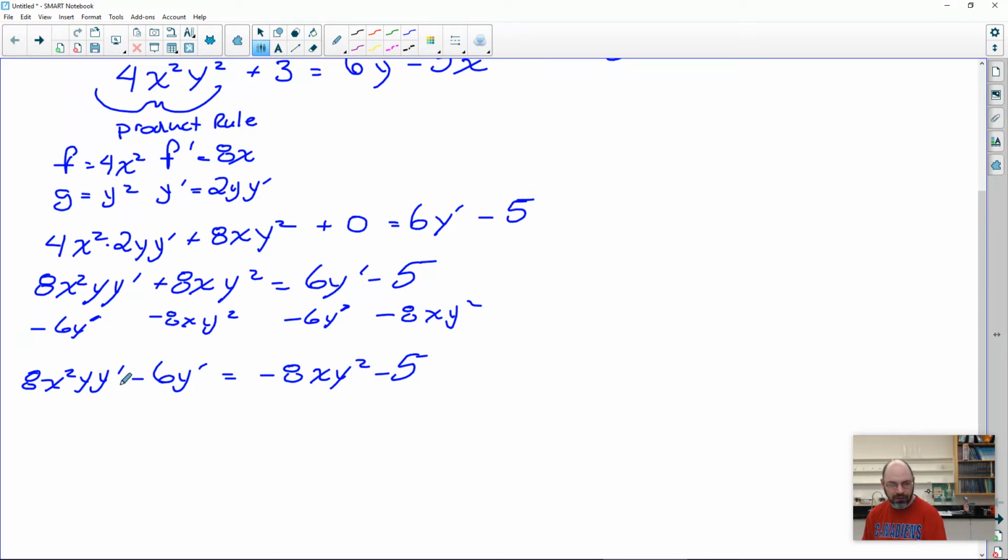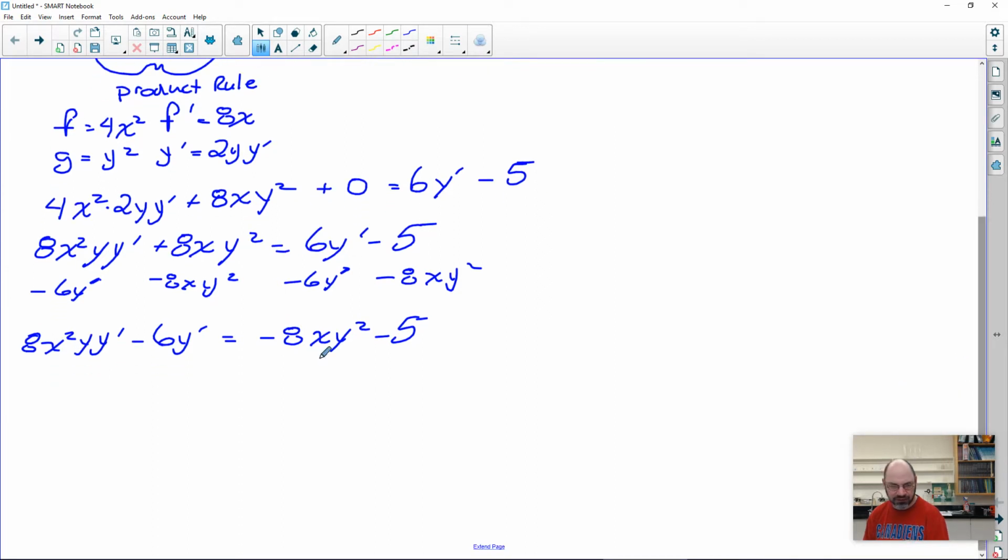Okay, now this is where you have to, well, how do I get the y prime? Well, we factor it out on the left side. So once there's an expression of y prime in both, there's a common factor of y prime here. So we factor it out, and we get 8x squared y minus 6 in brackets. And then we just leave this, negative 8x y squared minus 5.